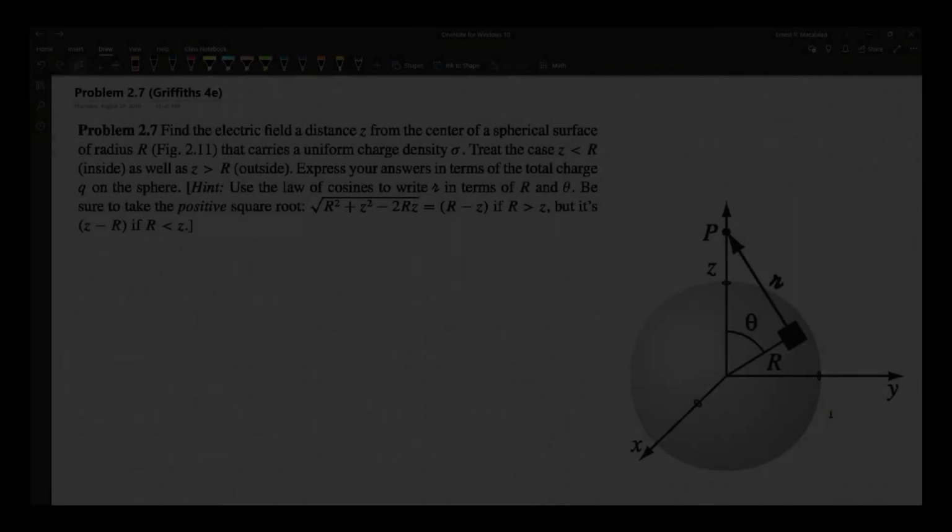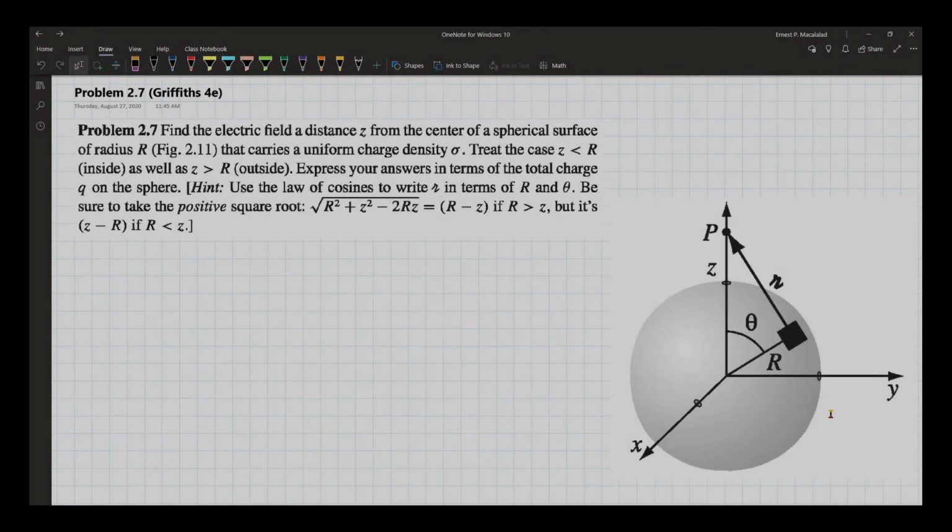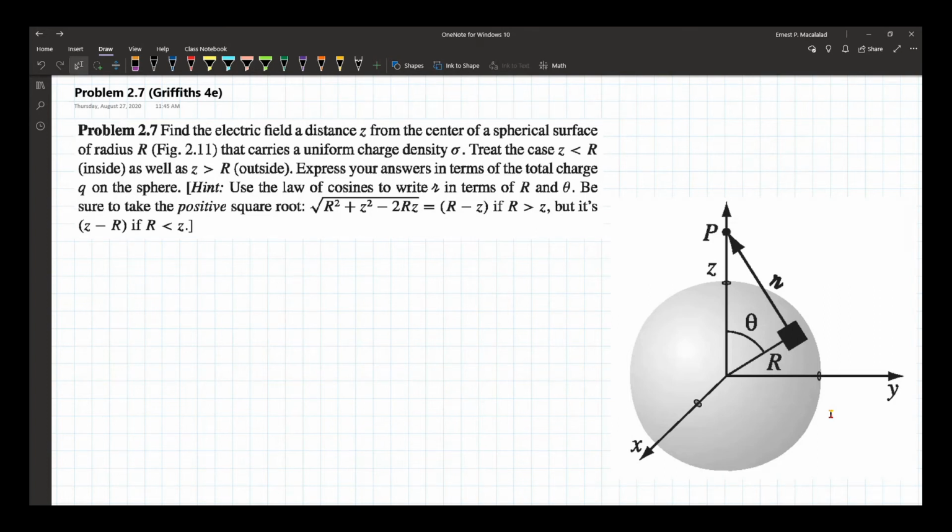Okay, problem 2.7, Griffiths 4th edition. Problem reads, find the electric field at distance z from the center of a spherical surface of radius R, shown in the figure, that carries a uniform charge density rho. Treat the case where z is less than R, so that means inside of the sphere, and the point outside the sphere, z greater than R. And express your answers in terms of the total charge q on the sphere.